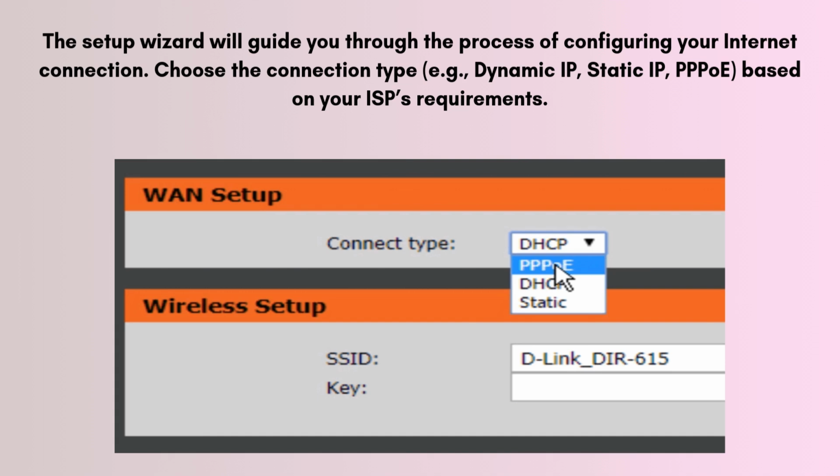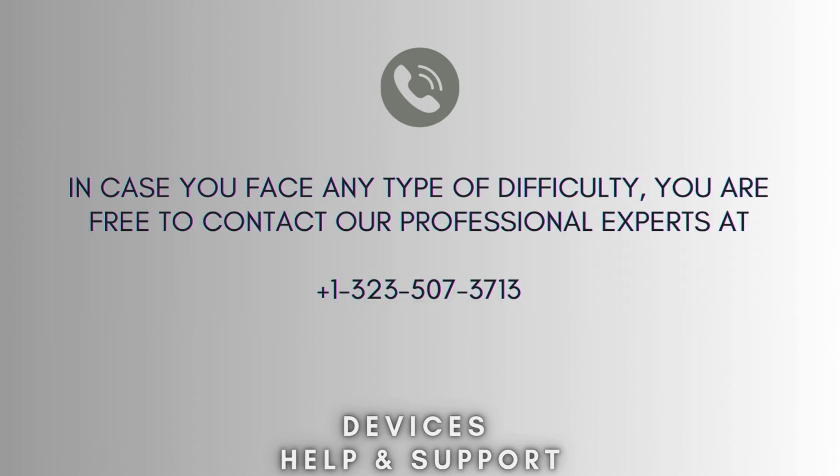Change the default Wi-Fi SSID, network name, to something unique. Set a strong Wi-Fi password under the Wireless Security section. WPA2 is recommended for security. Now your setup process is complete.